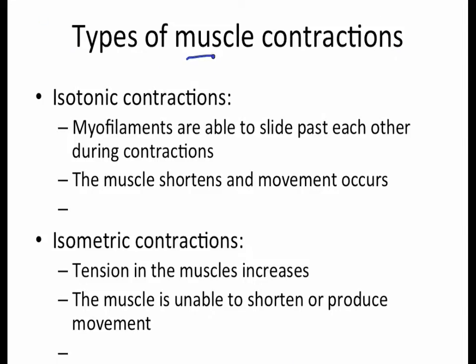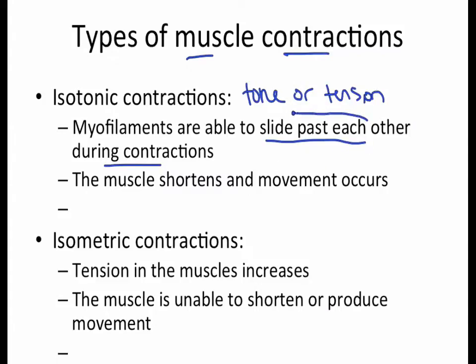There are two major types of muscle contractions. The first are called isotonic contractions. An isotonic contraction means the same thing as tone or tension. This is when the myofilaments are able to slide past each other during contractions. When we talk about sliding past each other, that means like if you're running, your myofilaments are able to completely slide past each other, so the muscle is able to shorten and movement occurs.